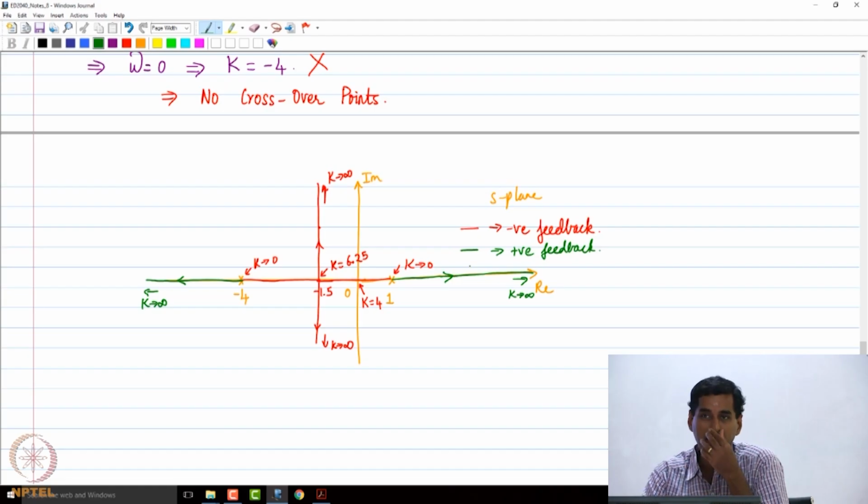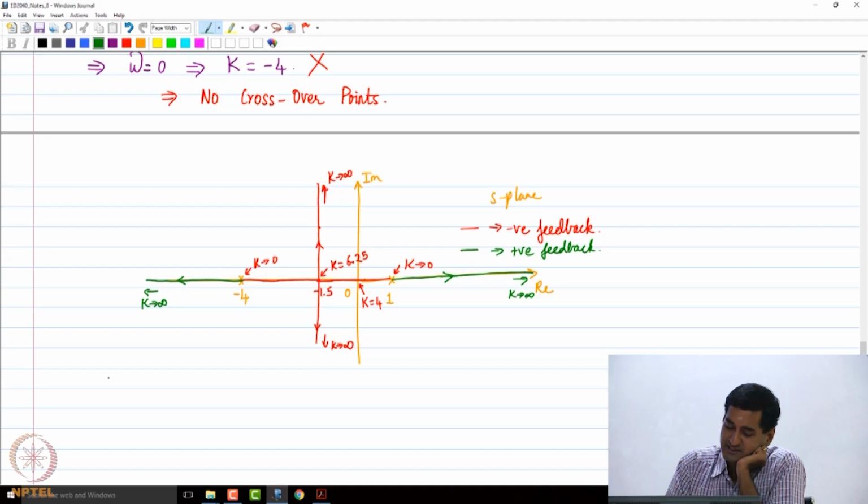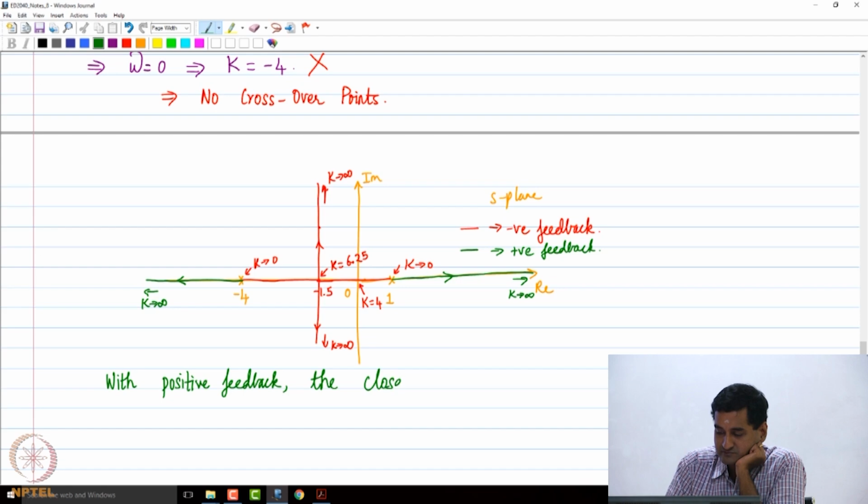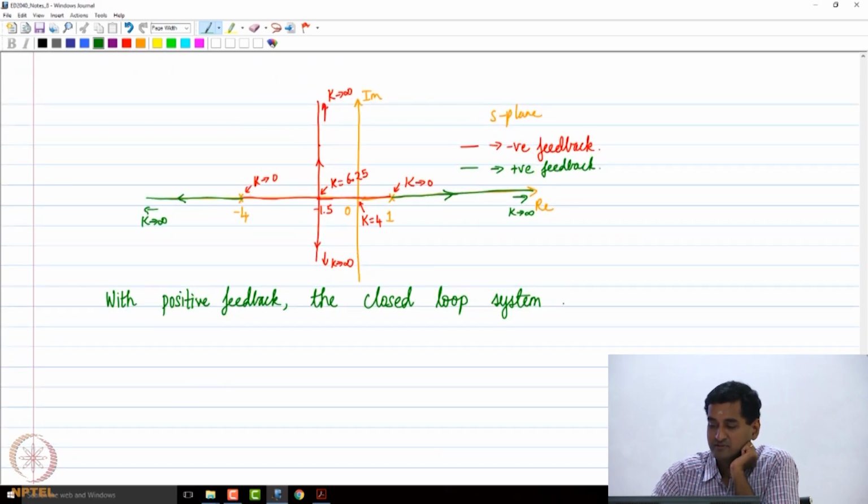So, you can immediately observe that once you have positive feedback, what can you say about the stability of the closed loop system? We can immediately see that with positive feedback, the closed loop system is it stable or unstable for all k greater than 0? It is unstable, for all k greater than 0.